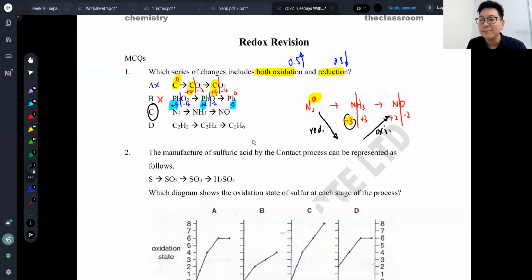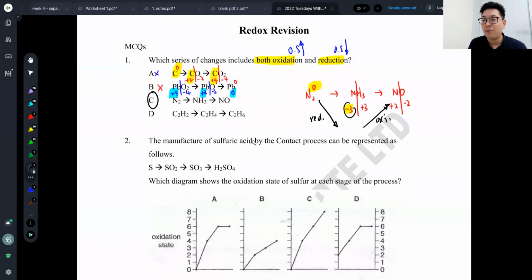Do I need to work through the last one? I'm going to say this. If you're very confident with your redox oxidation state calculation, you don't have to. If you're not very sure, you're scared you'll make an error, you can go and do it.